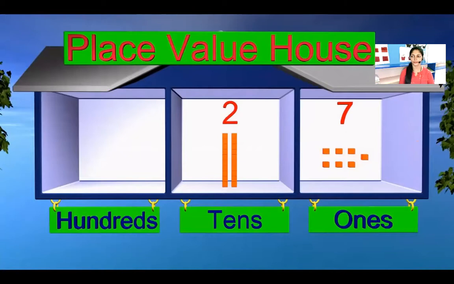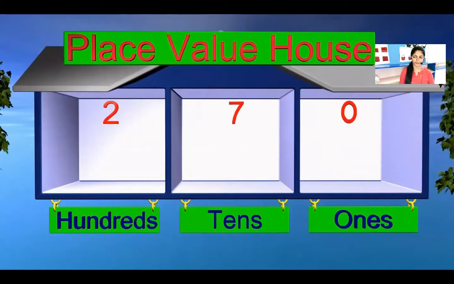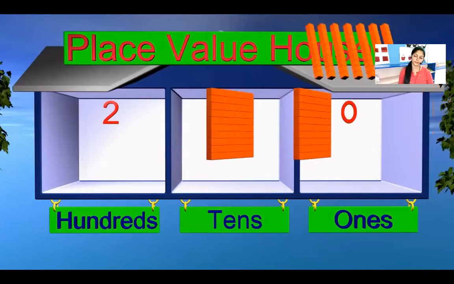But what if we move these numbers over to the next room? Let's do that and see what we have. We no longer have 27. What number is this? We have the number 270. Is the value of 270 bigger than 27? Yes, it is a lot bigger, and we can see that with the blocks.